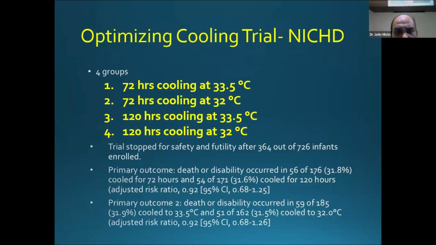This is just a line about the optimizing cooling trial. Actually, what happened is this was the standard. All the cooling trials we talked about used 72 hours and 33 to 34 degrees.